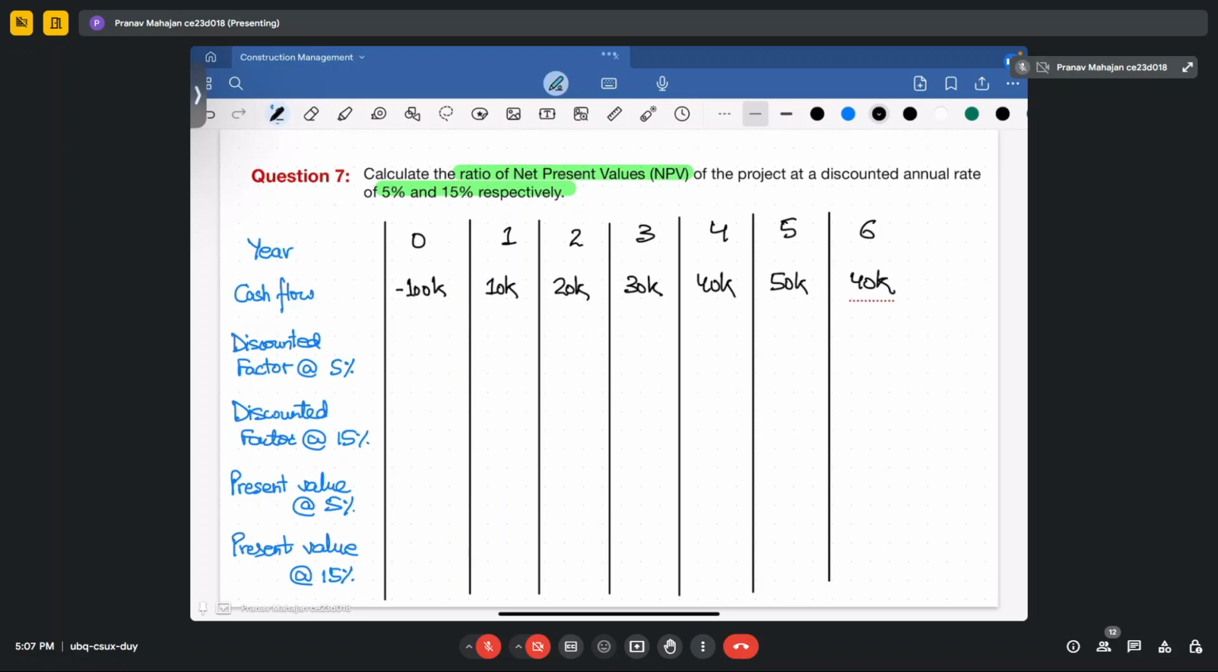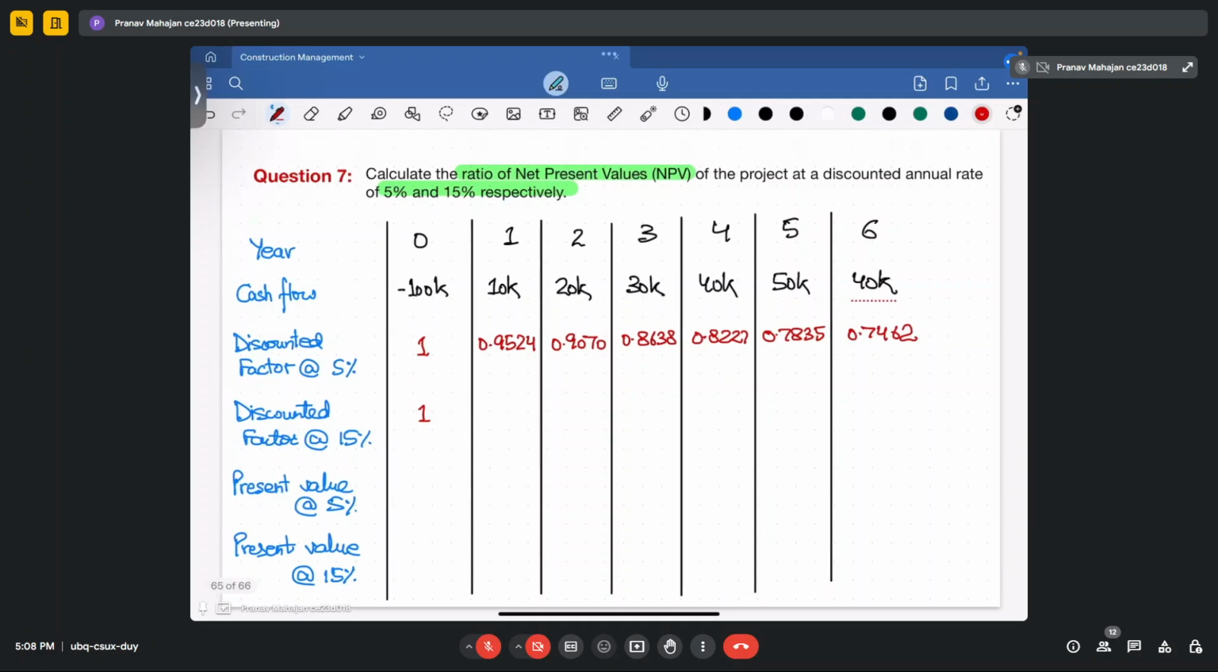So in this case, what will the discount factor become? Your discount factor for 5%, here it is 1. For year 0, it is always 1. Then for 5%, it is 0.9524. I am directly giving you the values. You can confirm it later. 0.9070, 0.8638, 0.8227, 0.7835, and then 0.7462.